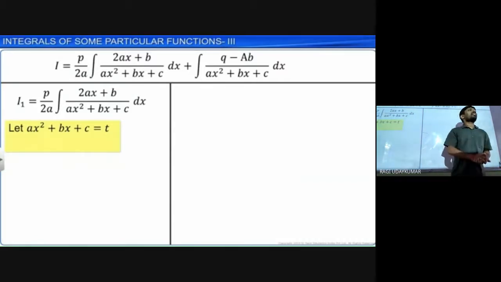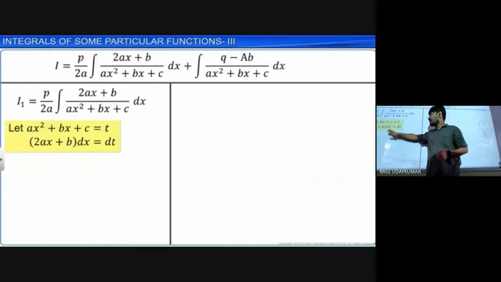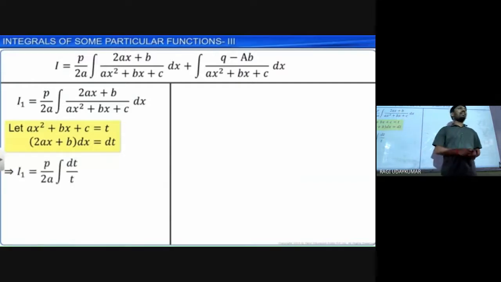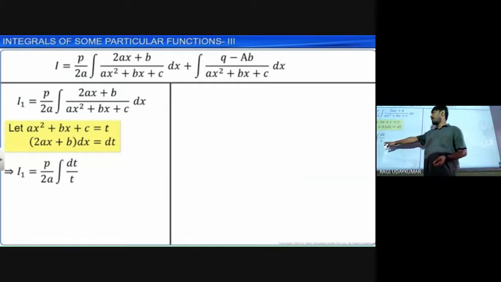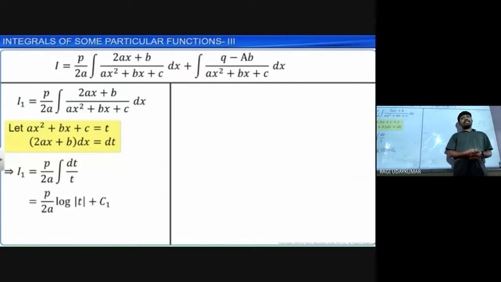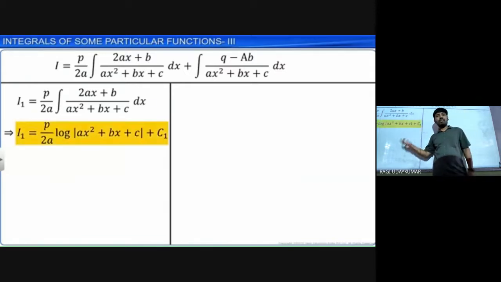Whatever I told, ax square plus bx plus c is considered as t. Then 2ax plus b dx is equal to dt. Now if you replace, dt by t will come. dt by t is nothing but logarithm of modulus, log mod t. So that is nothing but p by 2a log mod t. Replace t by ax square plus bx plus c, plus c1. Why is it taken? Because the complete integration is divided into two parts. In the upper line you can see that the first one is going to have c1, the second one is going to have c2.